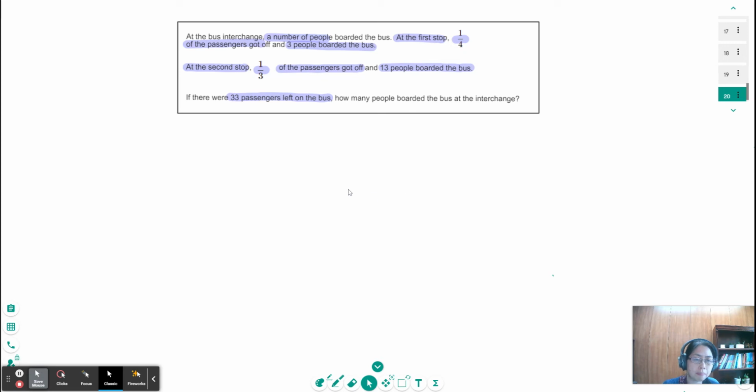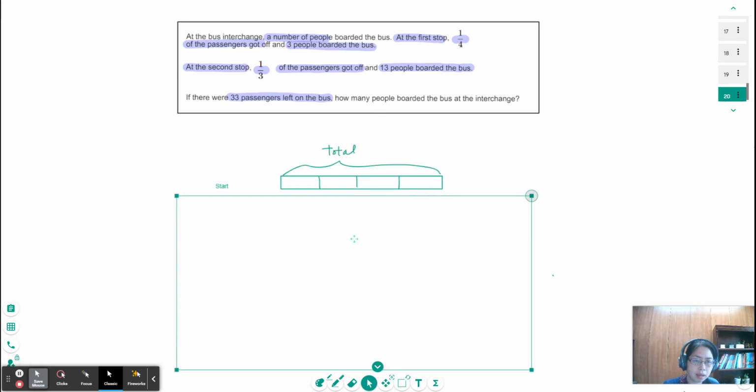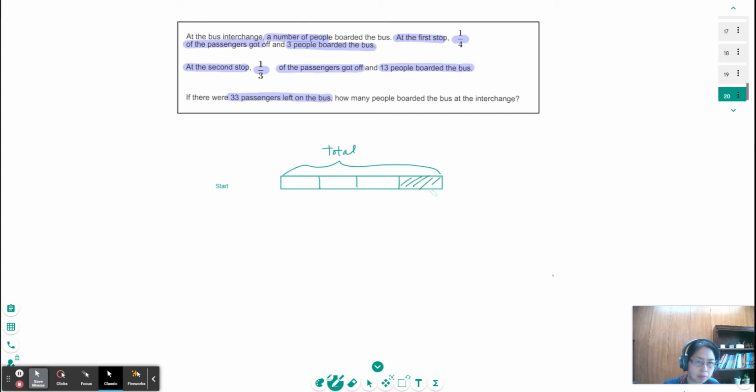All right, so let's start off with a bar model. And we know in this bar model that there is a rectangle that represents all of the people. And at the first stop, 1/4, so we're going to divide this into 4, 1/4 of these people get off. All right, now after this quarter of this whole bar leaves, we're going to have 3 more people who board the bus. So that's what happens at the end of the first stop. This is the new amount of people.